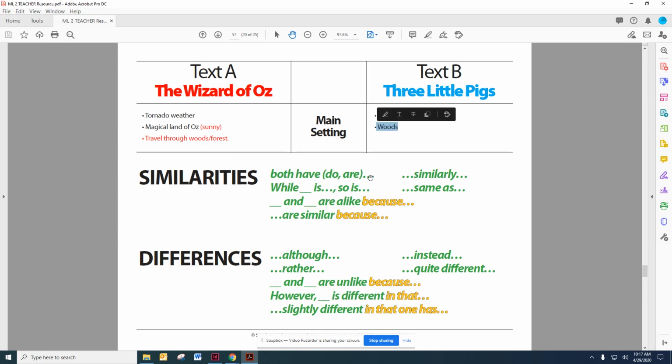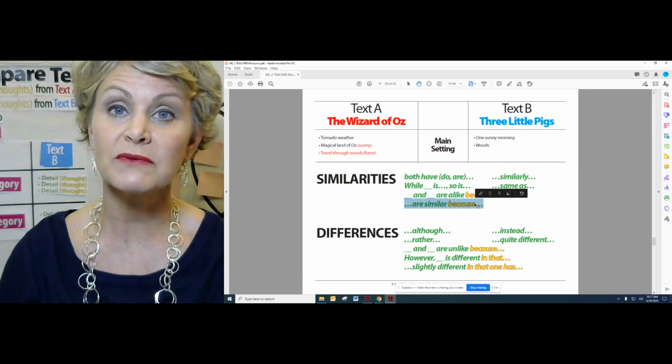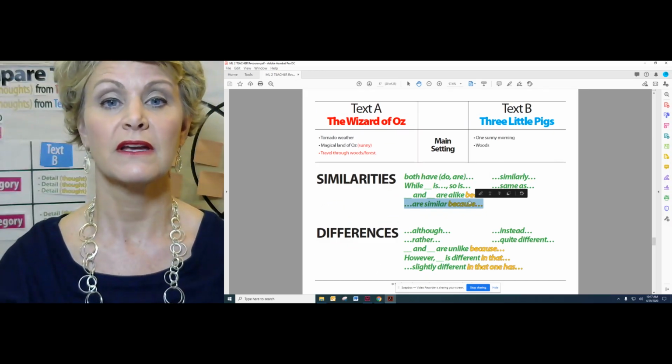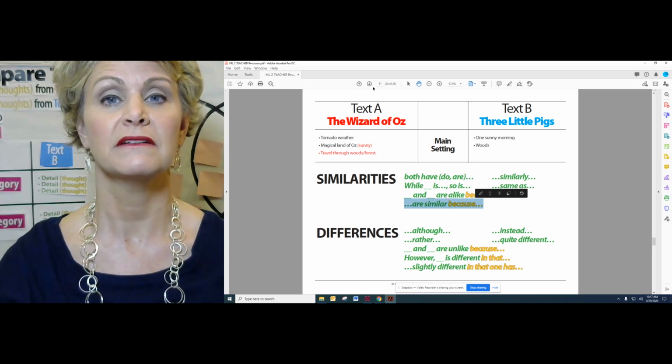Let's play on the where. That was weather. Now let's talk about the where, this idea of the woods and the forest. Okay. How about blank and blank? Or how about the setting is similar, or one aspect of the setting is similar in the two texts. Because, keep going, why? The majority of The Wizard of Oz takes place in a woods or a forest, and so does The Three Pigs. Okay, see what we're doing? Wanna try another one?